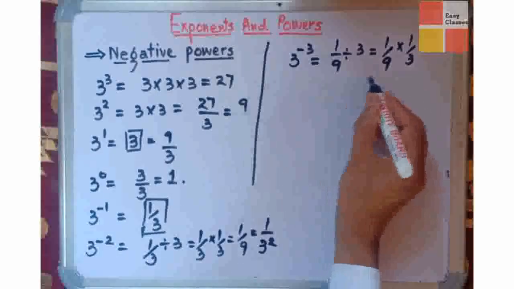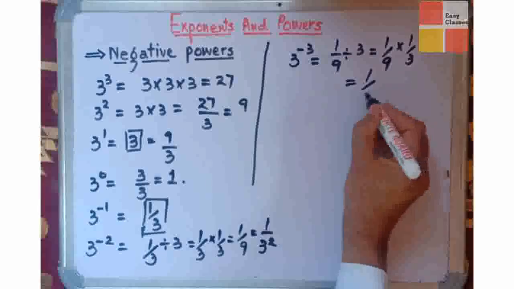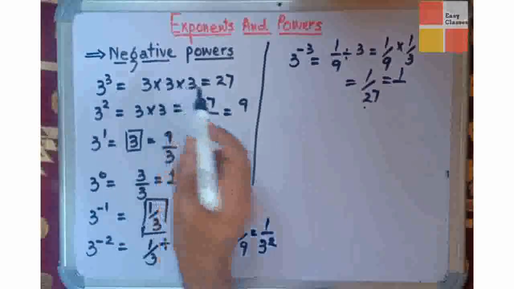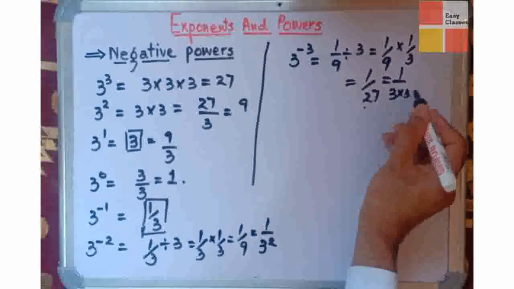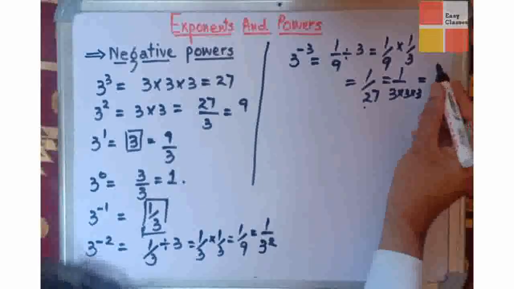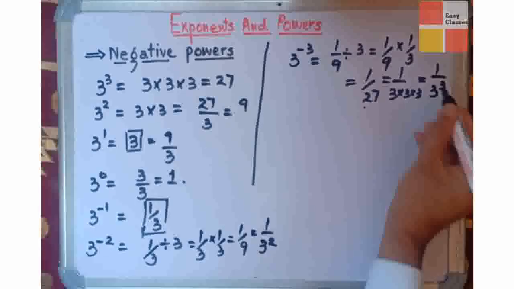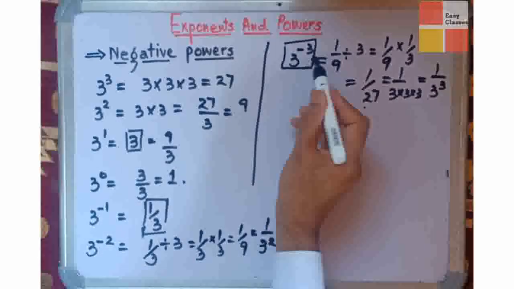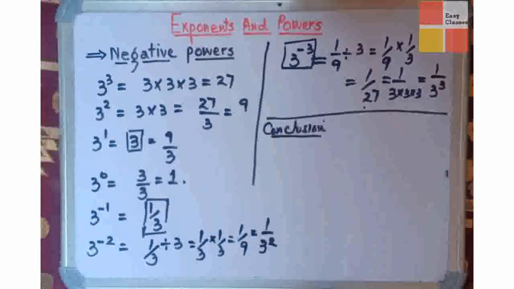So that is equal to 1 divided by 27. We know that 27 is equal to 3 into 3 into 3. So that is equal to 1 divided by 3 raised to power 3. So 3 raised to power minus 3 is equal to 1 divided by 3 raised to power 3.